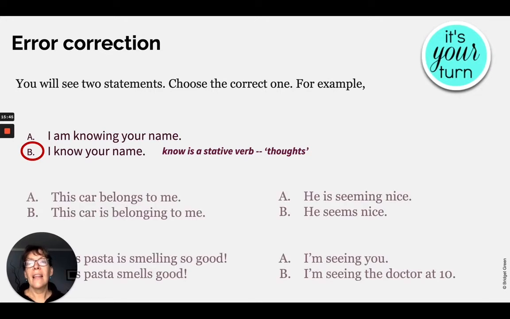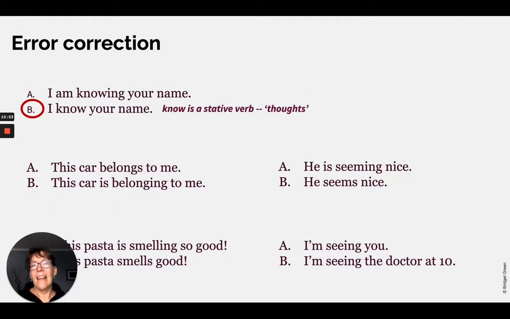Now try these. Let's check your answers. This car belongs to me. Belong is a stative verb, so that one's correct.